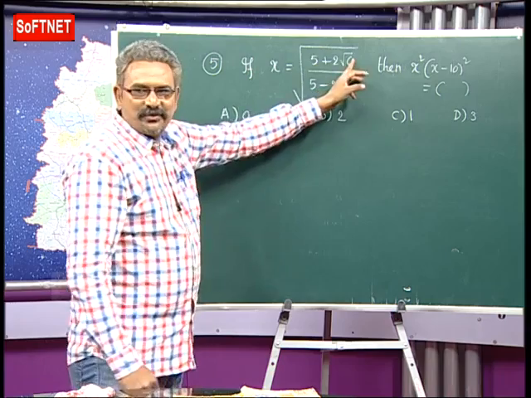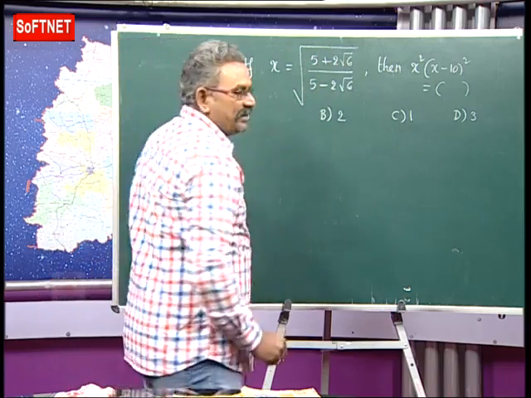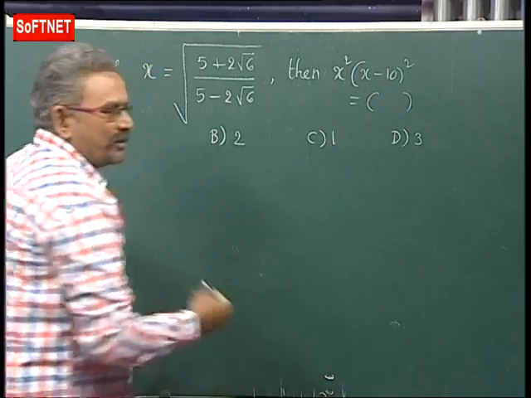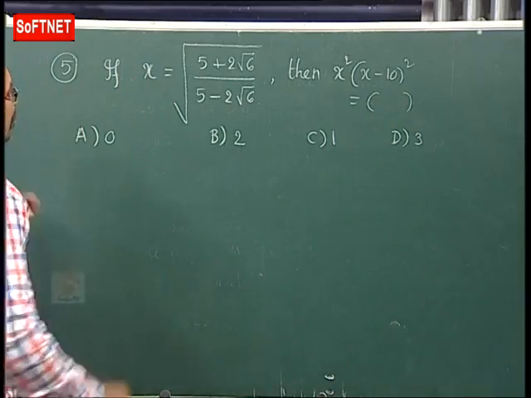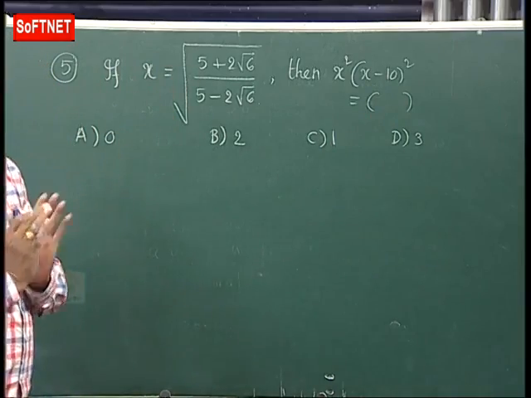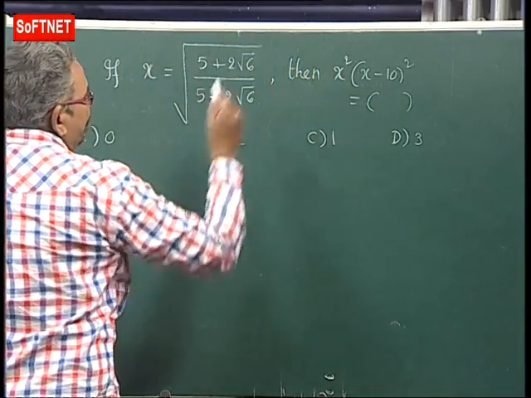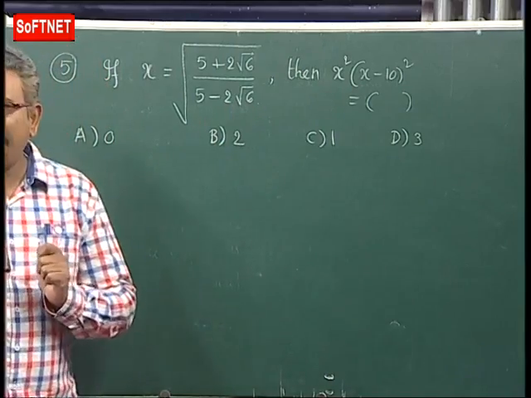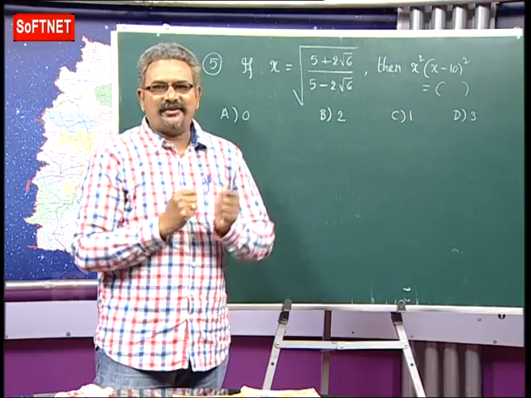Instead of 5 plus 2 root 6, you can write 7 plus 4 root 3. Here 7 minus 4 root 3. This becomes x square, (x minus 14) whole square is equal to how much? The same process has to be adopted here. So, now let us do this problem first of all. Generally, you replace x value here. If you replace x value here, the problem becomes more complicated. So, it leads to complication only.